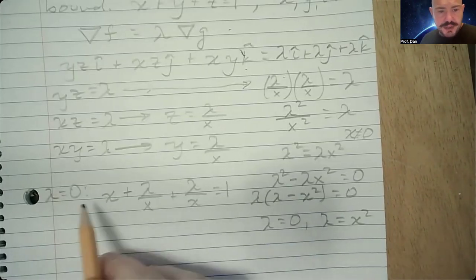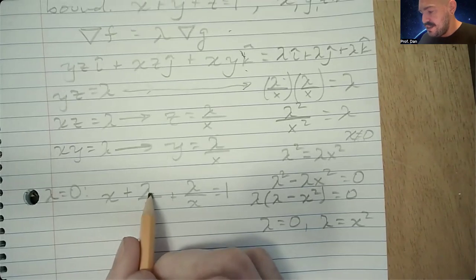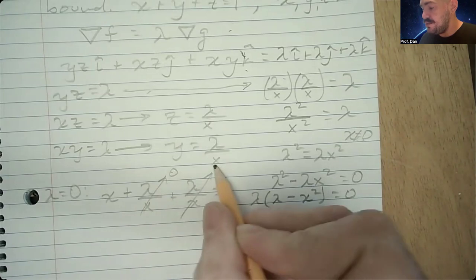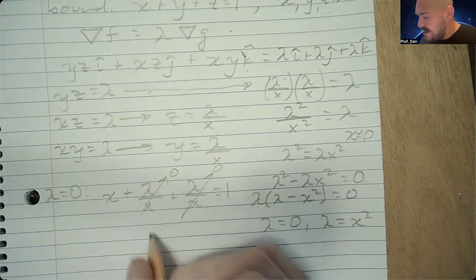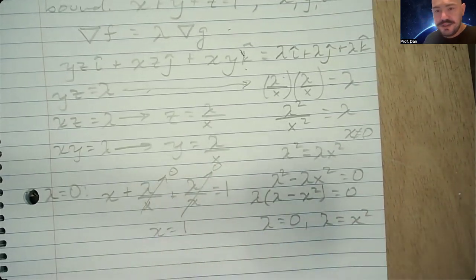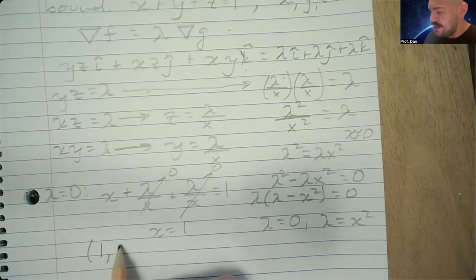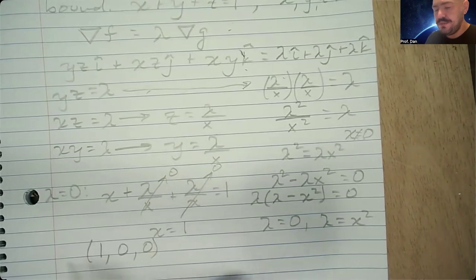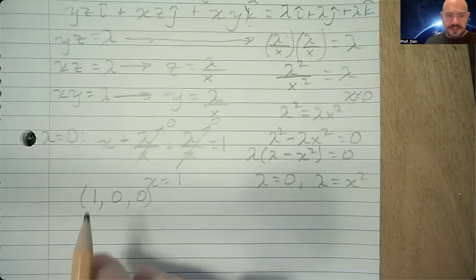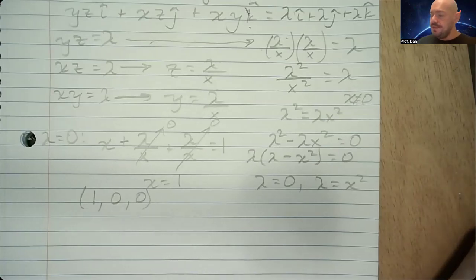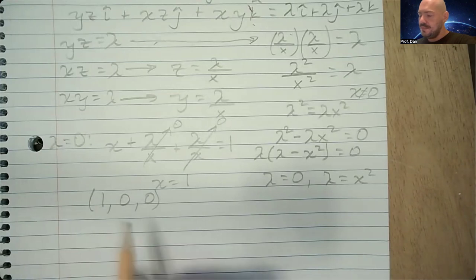Thing is, if I'm letting lambda be equal to 0, then that's 0 over something, which is 0. This is 0 over something, which is 0. So I end up getting x is equal to 1, and everything else is equal to 0. So when lambda is 0, the coordinate that I get is 1, 0, 0. And again, that's an input. That's like saying x equals if you're in one variable. So that's one thing I have to test.